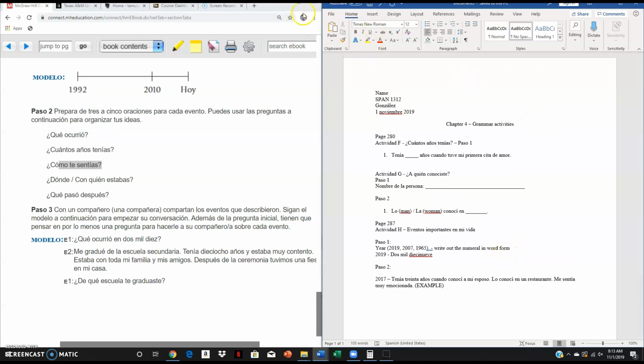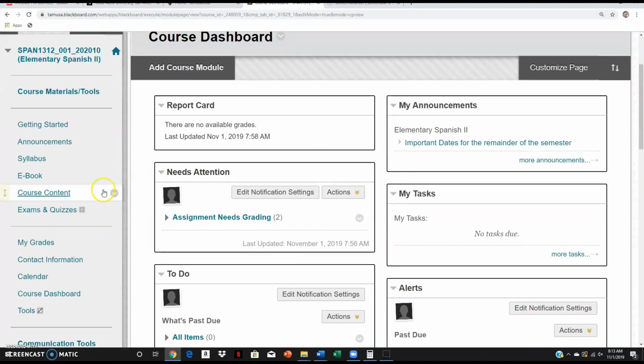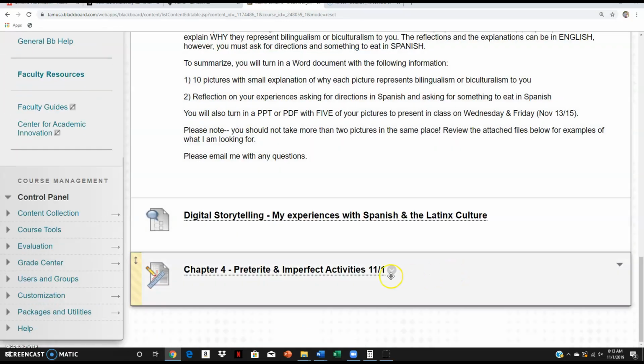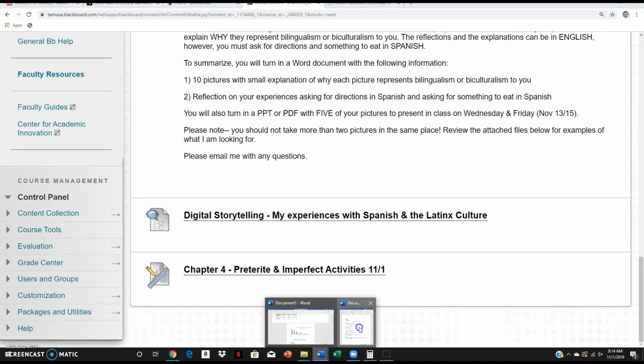So you'll save this as a Word document. Then you'll go to our Blackboard course. And if you go to course content, all the way down to these, chapter 4, preterite and imperfect activities, please turn it in by Sunday, this Sunday, November 3rd, before midnight. Again, I do apologize for not being able to come to class today.